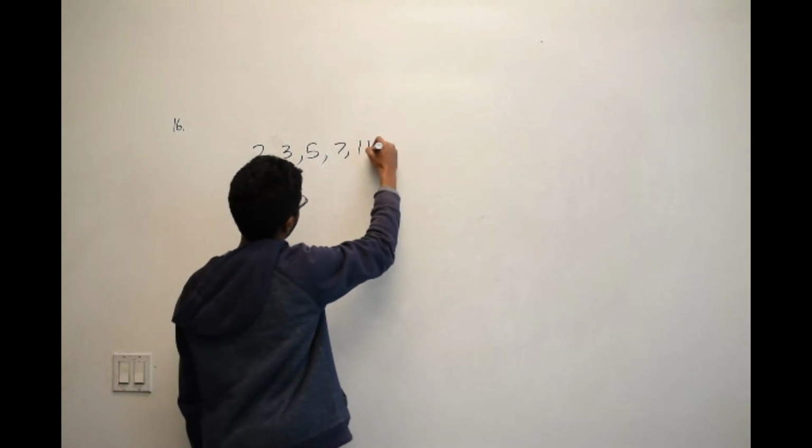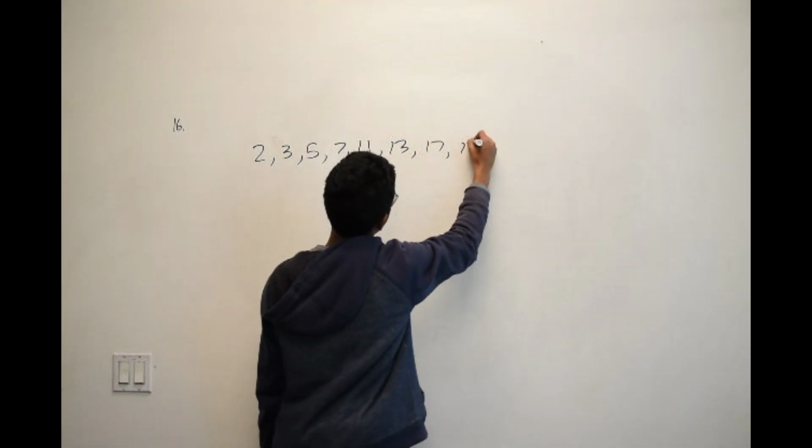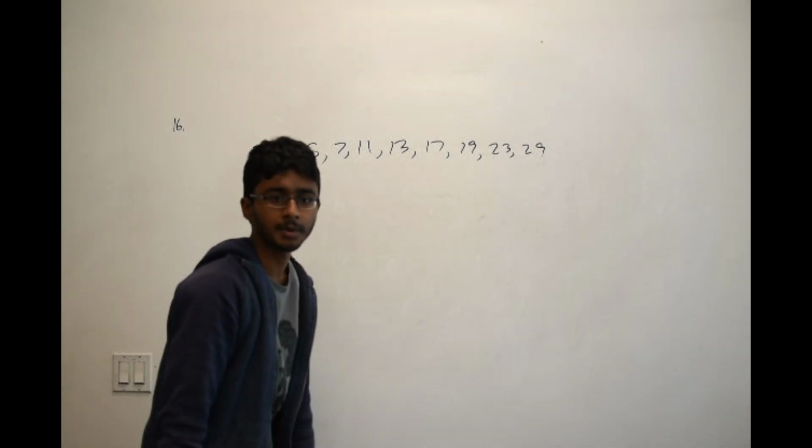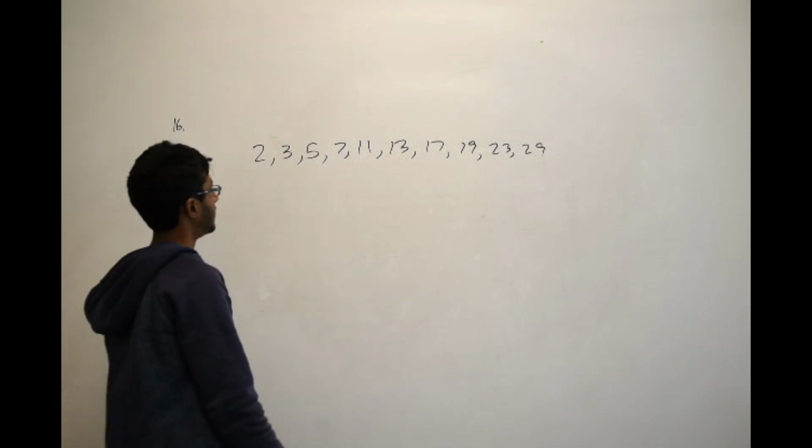And we're back with problem 16. Mike randomly picks two distinct prime numbers less than 30. So let's go ahead and list out all the primes. That's 2, 3, 5, 7, 11, 13, 17, 19, 23, and 29. And we want the probability that the sum of the two numbers he picked is even.